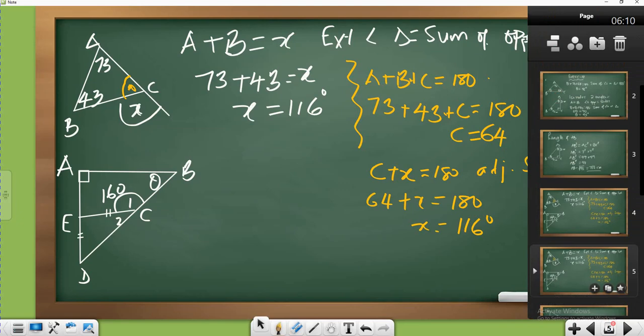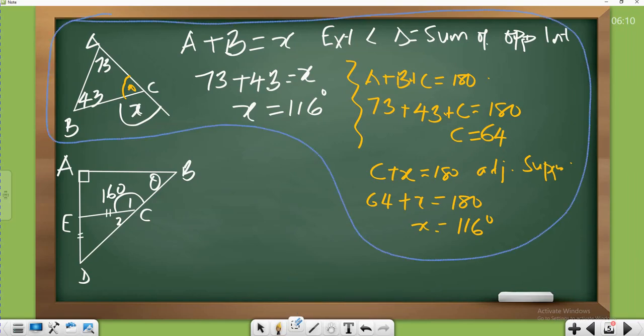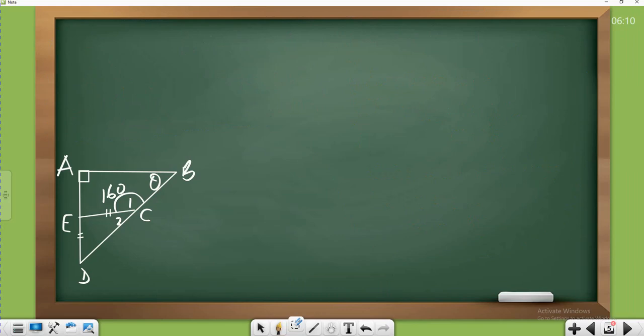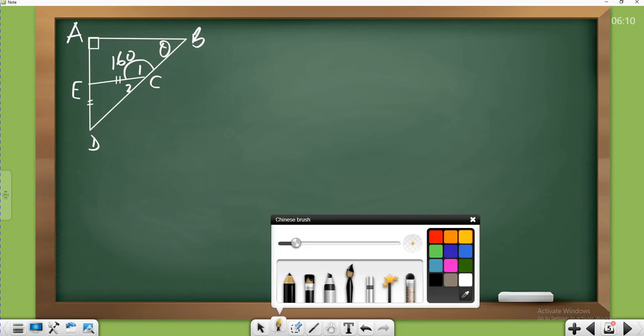I'm just going to clone this page and take all of these other ones out so that I can have enough space to deal with the question below. Now what do you notice here? I notice I've got a right-angled triangle somewhere. Let me use a highlighter.